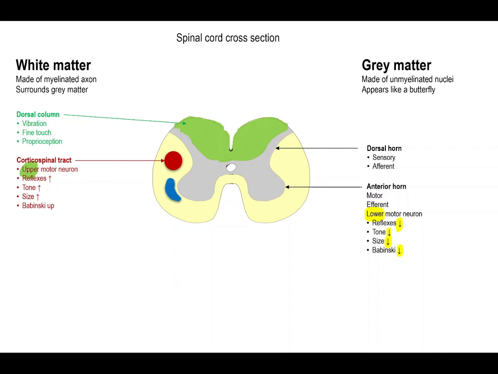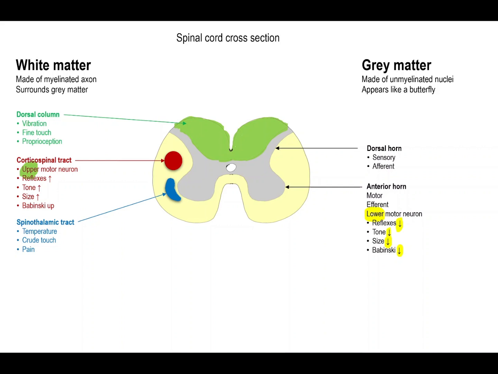Now let's look at this area of the lateral column, the blue area, which is also part of the lateral column. This is the spinothalamic tract. Look at the name: spinothalamic tract, which means this tract starts in the spinal cord and ends in the thalamus. The spinothalamic tract is purely sensory. Its function is sensing pain, temperature, and crude touch.